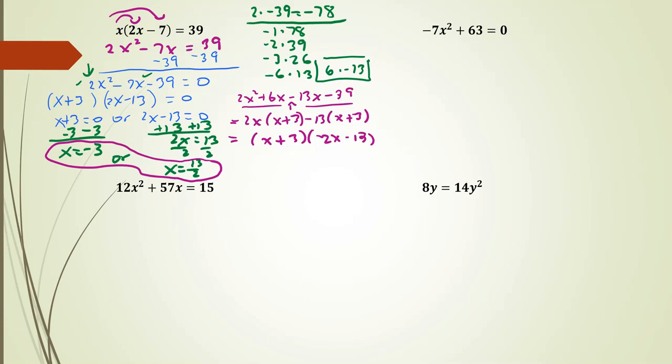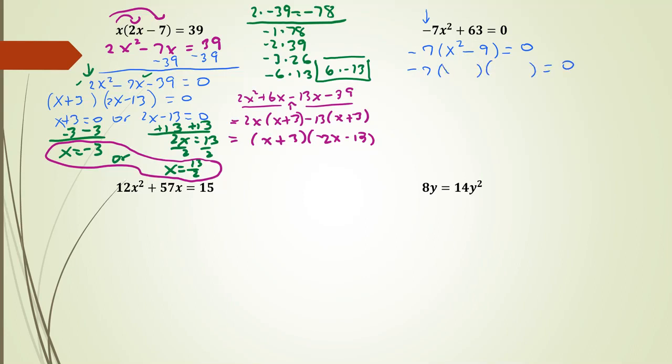Negative 7x squared plus 63 equals 0. Here's something I notice. I notice there's a 7 in common, and I also notice my first term is negative. I'm going to factor out a negative 7, and that'll give me x squared minus 9 equals 0. Remember from a previous lesson where we factored completely? X squared minus 9 factors, that's a difference of 2 squares. So I'm going to go ahead and break that into 2 factors.